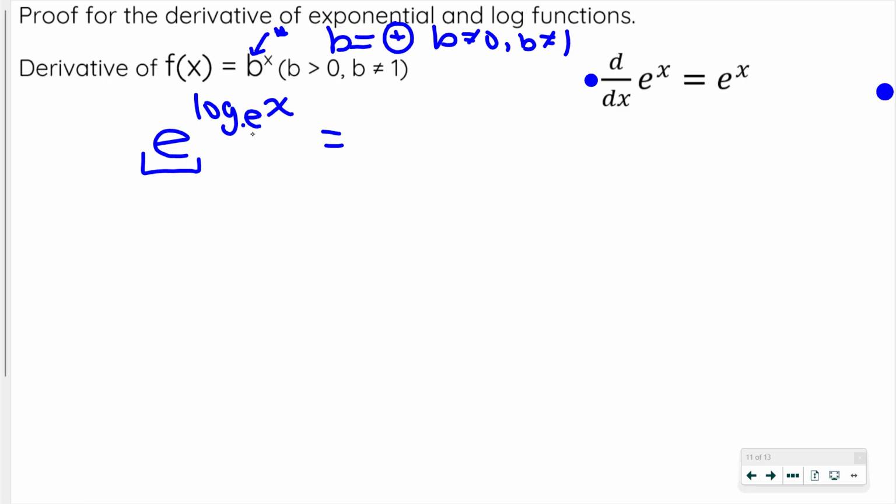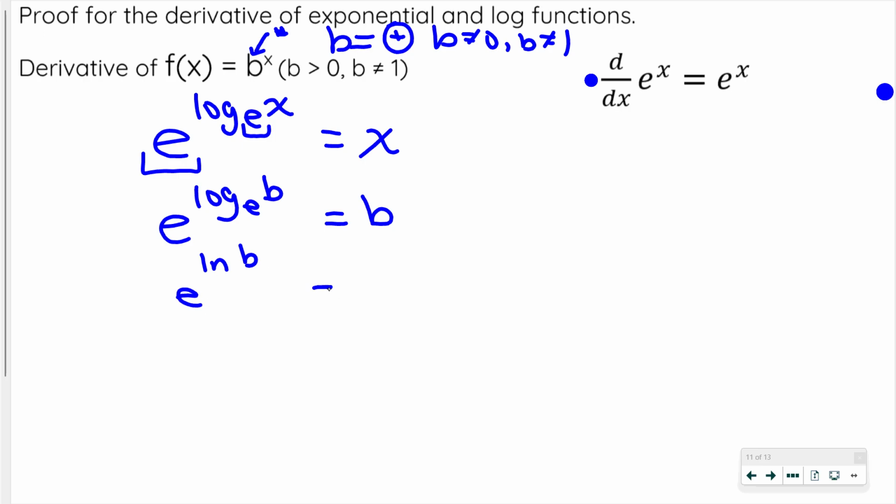An exponent with a base of e raised to a log with a base of e, those undo each other to be just x. So if I want to introduce the b in there, I can say that e to the log base e of b, same argument, they undo each other to be just b. We don't really say log base e, we call that a natural log. So I know that e to the natural log of b is also equal to b. They cancel each other out using that inverse relationship.